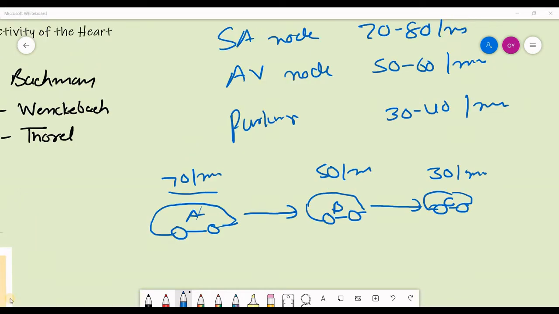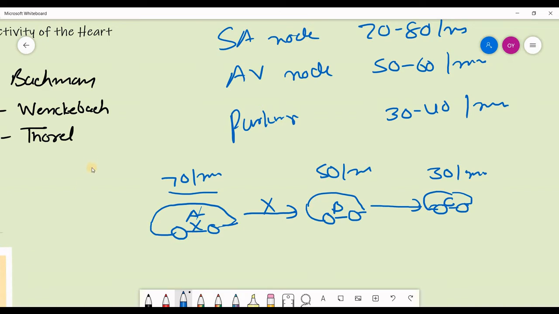However, if the SA node is non-functional or conduction from the SA node to the AV node is blocked, in that case the AV node can start discharging at its own rate, that is 50 to 60 per minute, and the ventricle will contract at that rate. Similarly, other parts can also start discharging at their own speed if the conduction system is blocked.